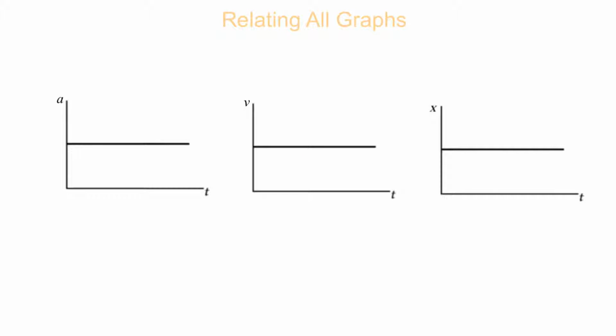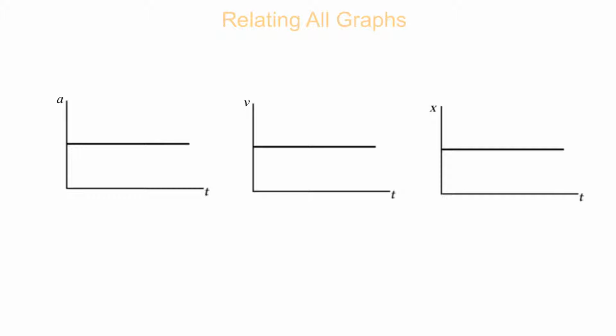Alright, now we're going to relate all of the graphs that we've done so far and add one final graph to the mix, the acceleration versus time graph. And these tend to be the most crazy looking graphs, I would say. They don't have much of a curve or anything to them.